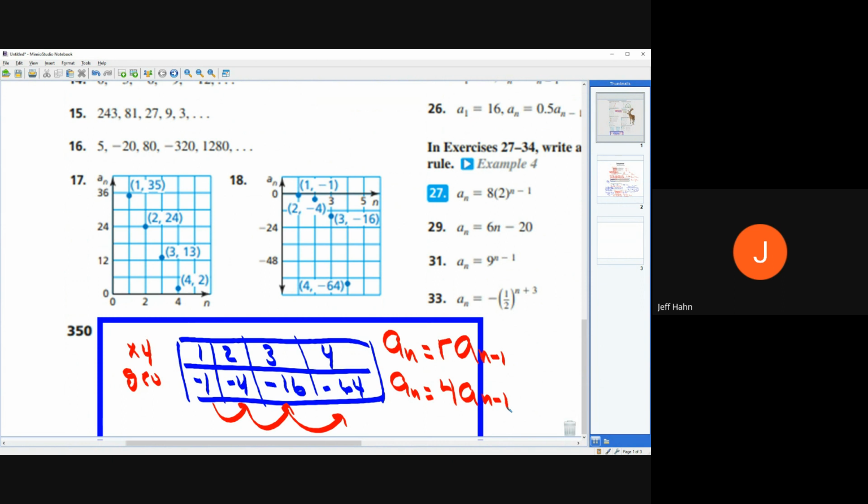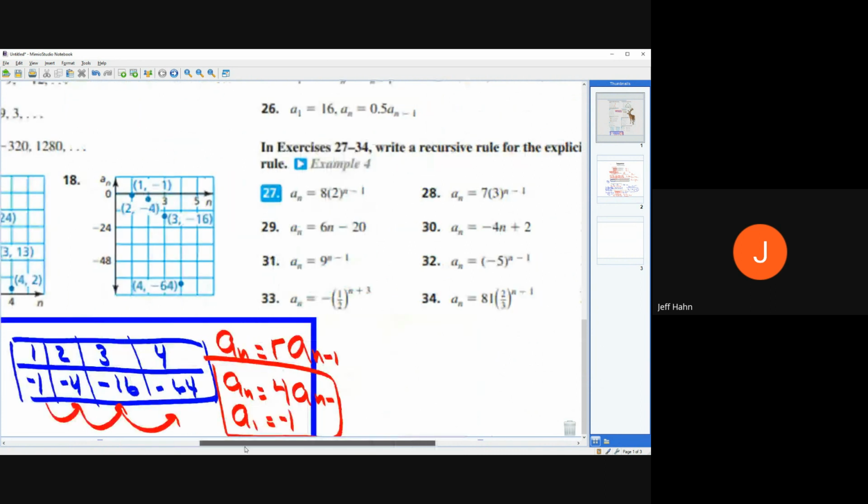But again, remember, I do need to give the first term when I list the formula. Otherwise, I don't know my starting point. What is my first term? Give yourselves a hand. That was probably the hardest problem right there. Thoughts on that? Doable?